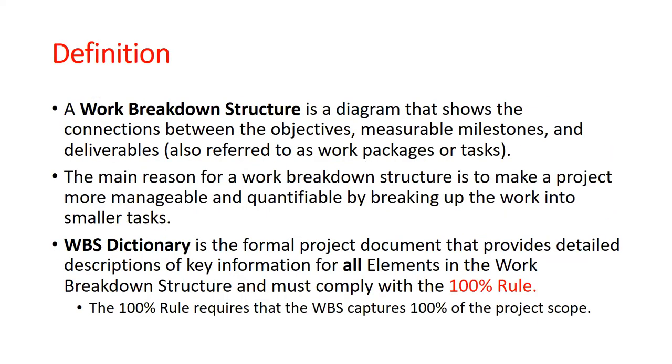By definition, a work breakdown structure is a diagram that shows the connections between the objectives, measurable milestones, and deliverables, also referred to as the work packages or the tasks. The main reason for a work breakdown structure is to make a project more manageable and quantifiable by breaking up the work into smaller tasks.